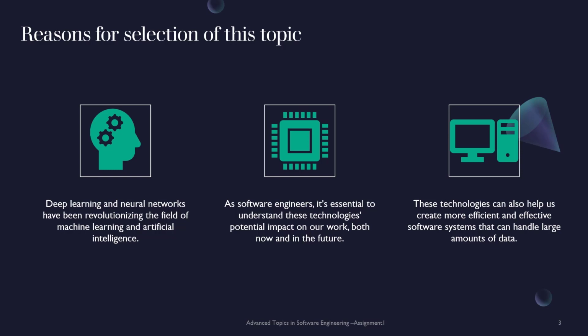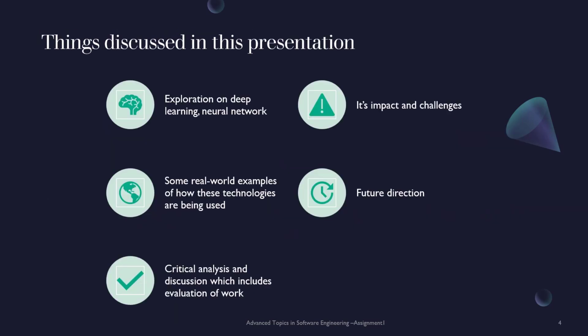As software engineers, it's essential to understand these technologies and their potential impact on our work, both now and in the future. In this presentation, we will discuss deep learning and neural networks, and their impacts and challenges while implementing them in the field of software engineering. We will also provide some real-world examples of how these technologies are being used. We will also discuss future directions, critically analyze, and present our discussion, which includes evaluation of work.